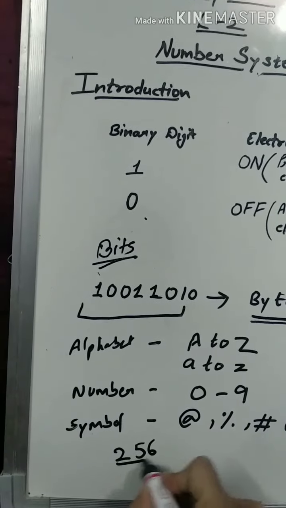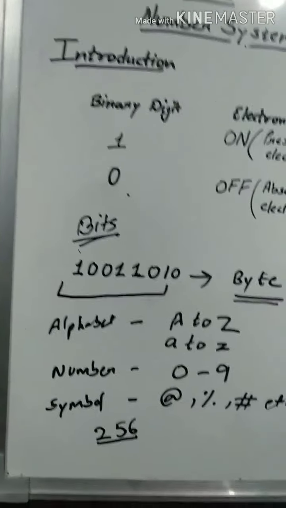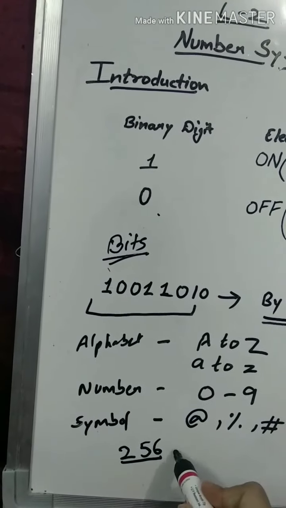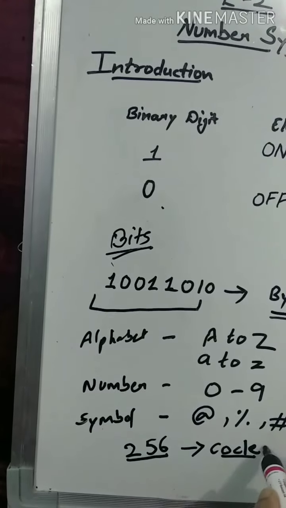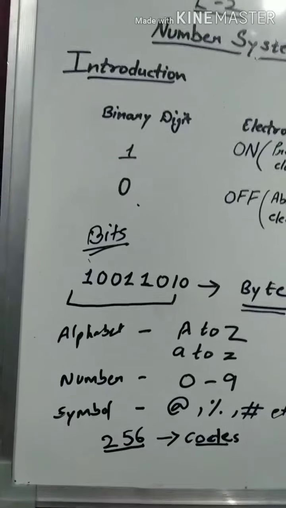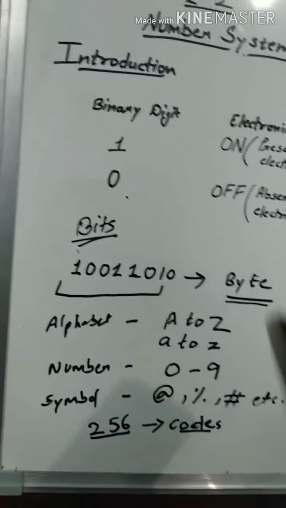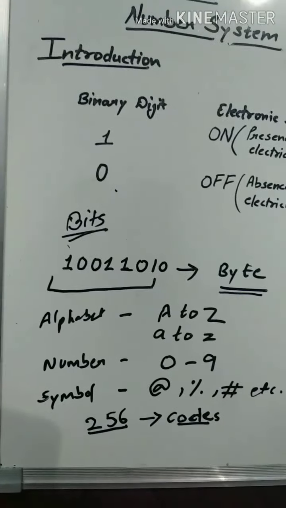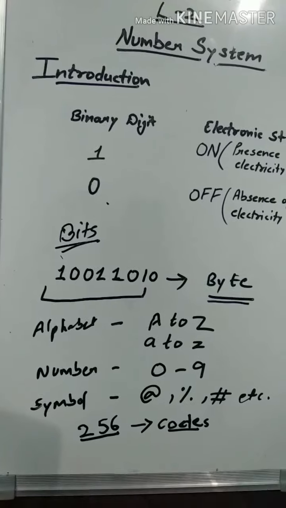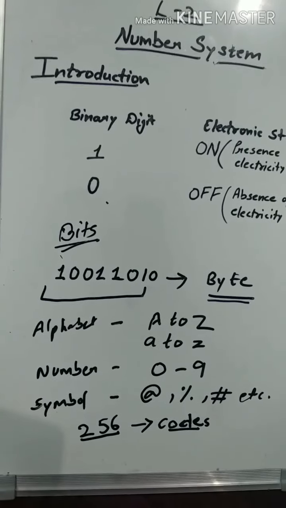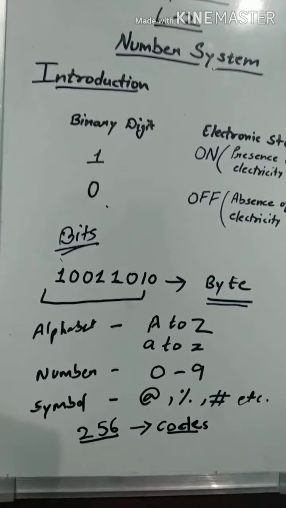and there are 256 individual characters in our computer. These individual characters are also called codes. Okay, now these codes are also known as ASCII, American Standard Code for Information Interchange.